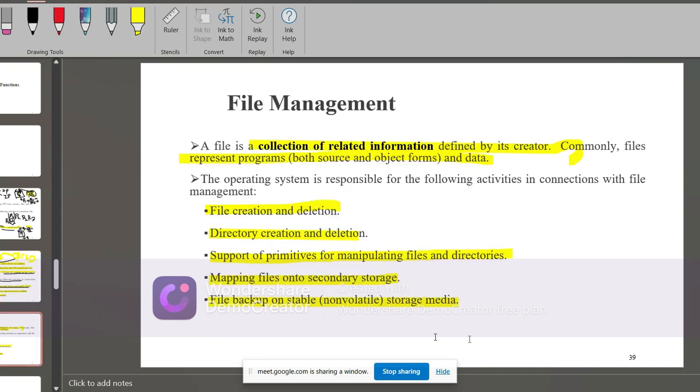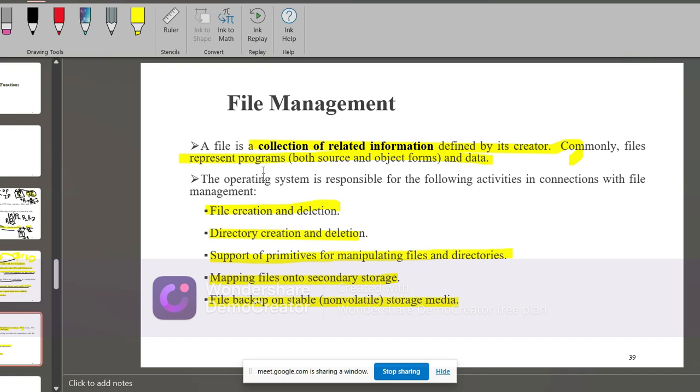Next is file management. We can say that a file is a collection of related information which is defined by its creator. Commonly, files represent a program in both source and object forms. Object form is nothing but what the program is converted into after execution, into object code, and object code converts into binary code which is readable by the machine only.